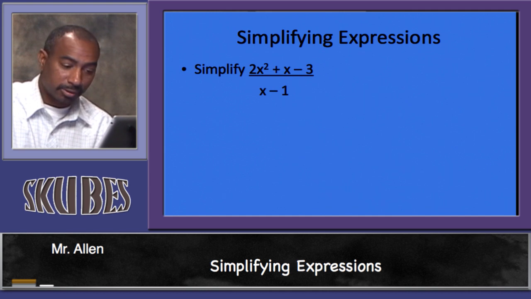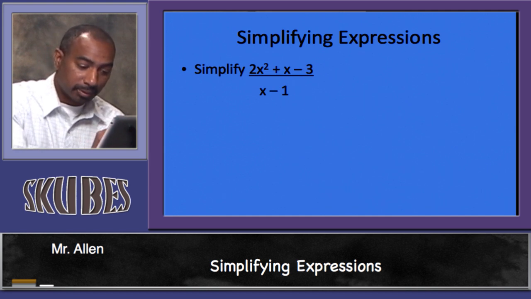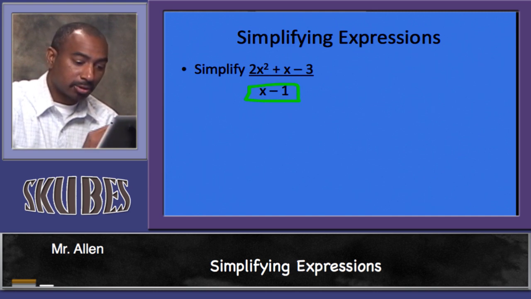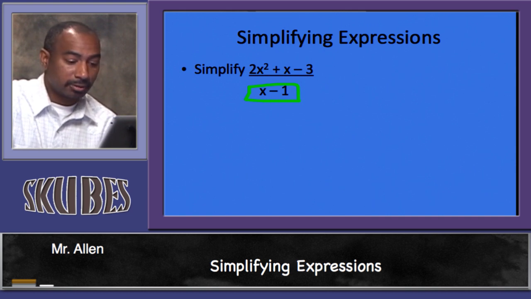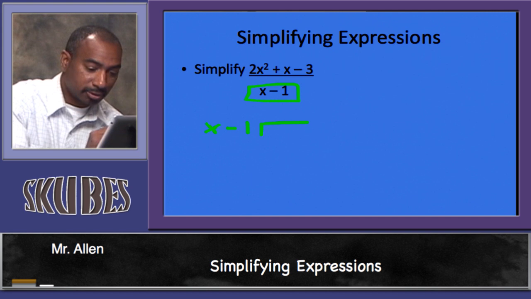Sometimes you may get long division. I have a binomial here. I have a two-term polynomial, and I'm dividing that into this trinomial, 2x squared plus x minus 3. In that case, you're going to have to use long division. So I'm going to put x minus 1. I'm going to divide that into 2x squared plus x minus 3.